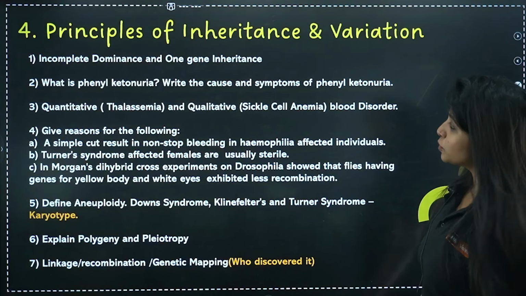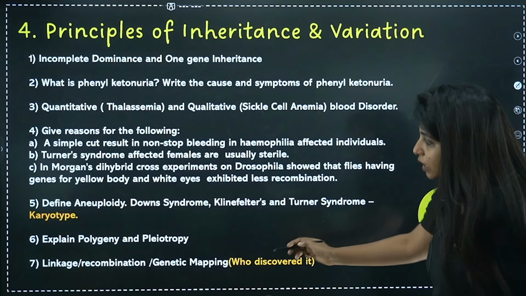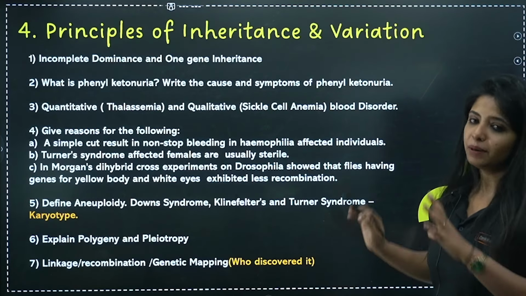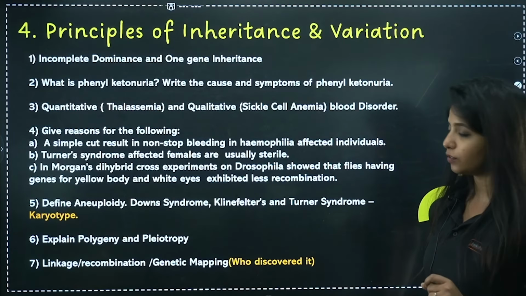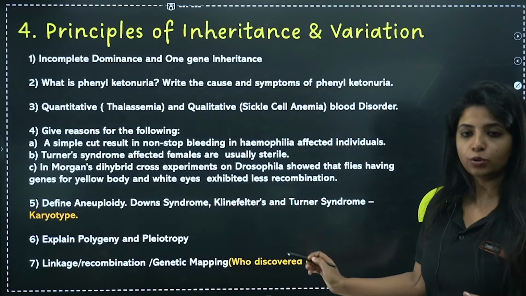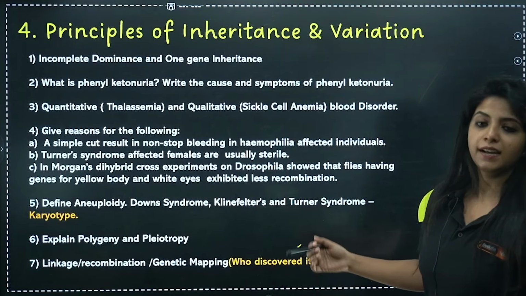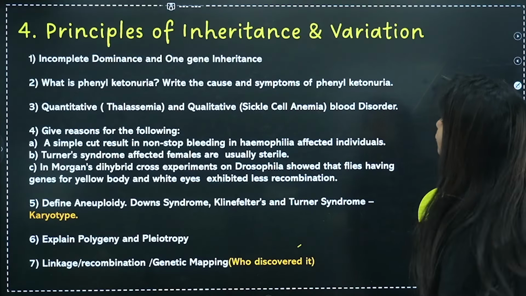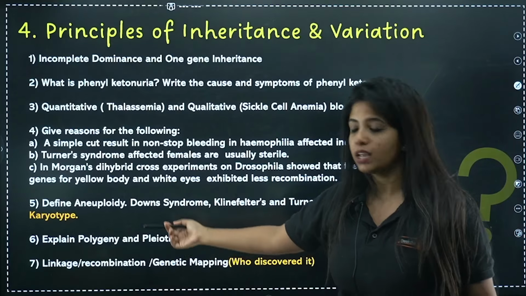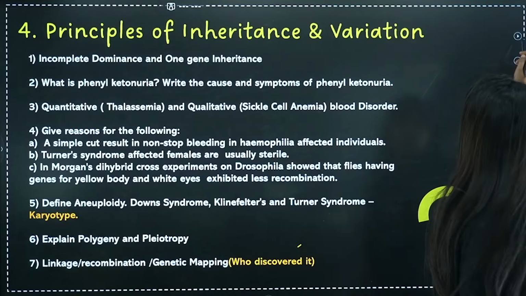Yes. Now, principles of inheritance and variation, one of the very important chapters out there. I have mentioned every question which could be coming up, which could show up in a different way, but at least your concepts will be clear with these questions. Karyotype of Down syndrome, Klinefelter syndrome, Turner syndrome, please go through them. Linkage, recombination, genetic mapping: who discovered it? Genetic mapping was discovered by Alfred Sturtevant, who was the student of Thomas Hunt Morgan, who gave linkage and recombination. While you go through it, you will be able to understand it better.